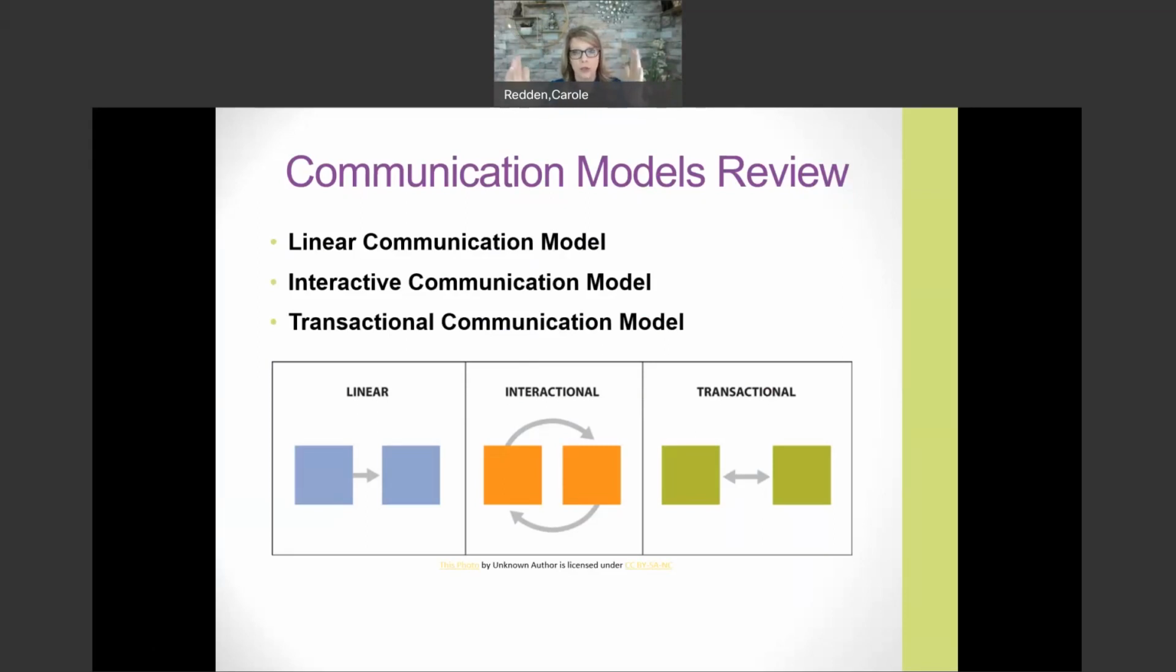Transactional has the same two people, but with a double-sided arrow between the two, which says, look, both people are always communicating and changing the nature of the message because it affects the other one. So I hope that that visual gives you a good comparison. This particular model, I don't believe is in the textbook, but you can find it online. I've included the link here.